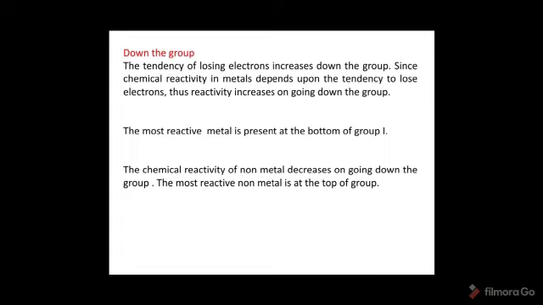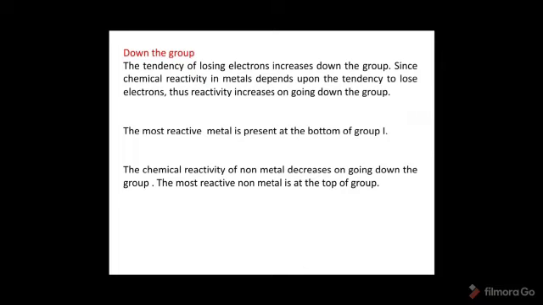Chemical reactivity down the group. The tendency of losing electrons increases down the group, since chemical reactivity in metals depends upon the tendency to lose electrons. So the reactivity increases on going down the group. When you move from top to bottom in a given group, the number of shells increases and atomic size increases. So it will be very easy to remove the electrons. The tendency to lose electrons increases.